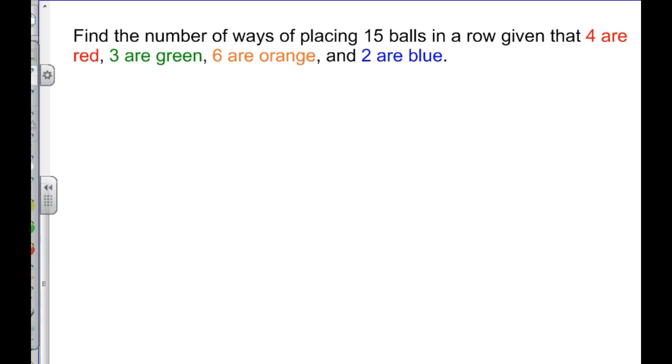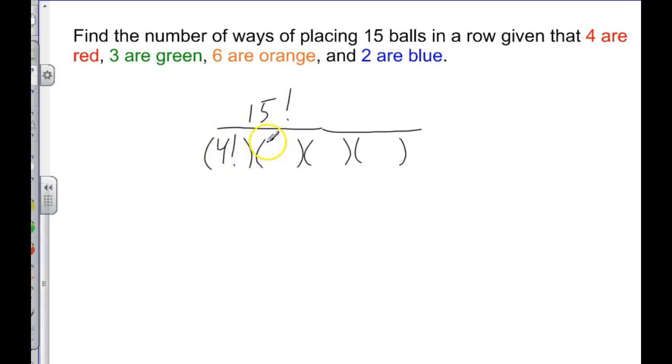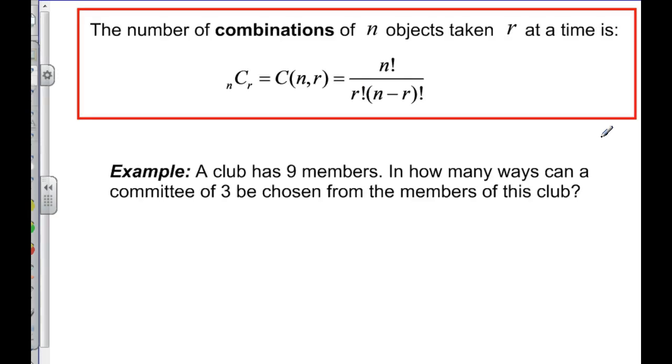So this is different than just 15 factorial because we have different colors, and we can't distinguish. What if you put 2 reds together? Well, they look the same. So I think this is going to be a distinguishable permutation, 15 factorial over, let's group all the different colors together in the denominator. So we have 4 factorial for red, 3 factorial for green, 6 factorial for orange, and 2 factorial for blue. We type that in our calculator just like that, and we'll get an answer. I'm not going to do that work for you. That's the idea. The hardest part is identifying the distinguishable permutations.